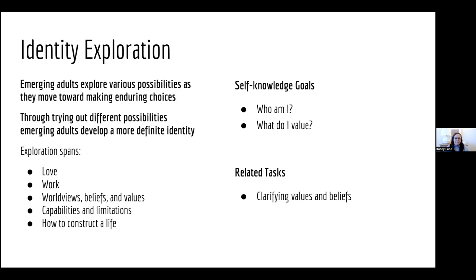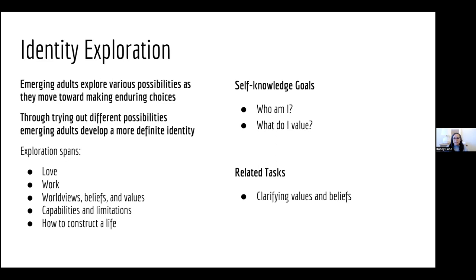Exploration can span love. Partners begin to choose each other for enduring reasons like values, goals, and the potential for long-term satisfaction. It can span work. Emerging adults begin to envision the remainder of their life and how work might fit into that larger picture. Emerging adults explore worldviews, finding their own unique identity by breaking away from the ideas of their childhood and adolescence and testing out their parental figures' values.